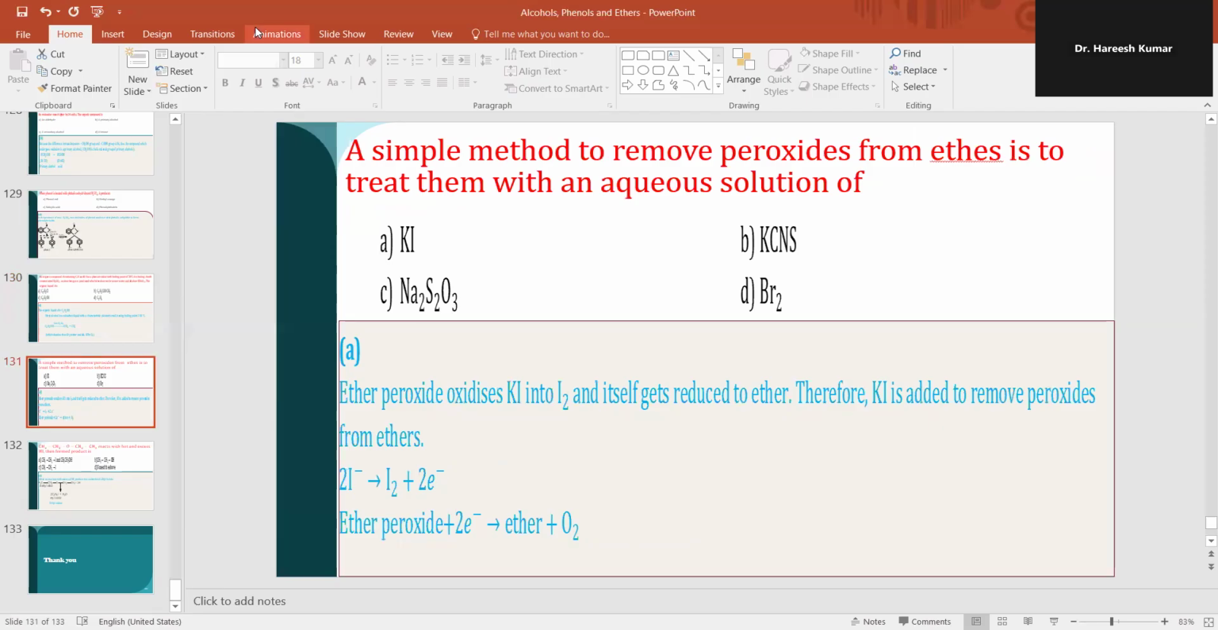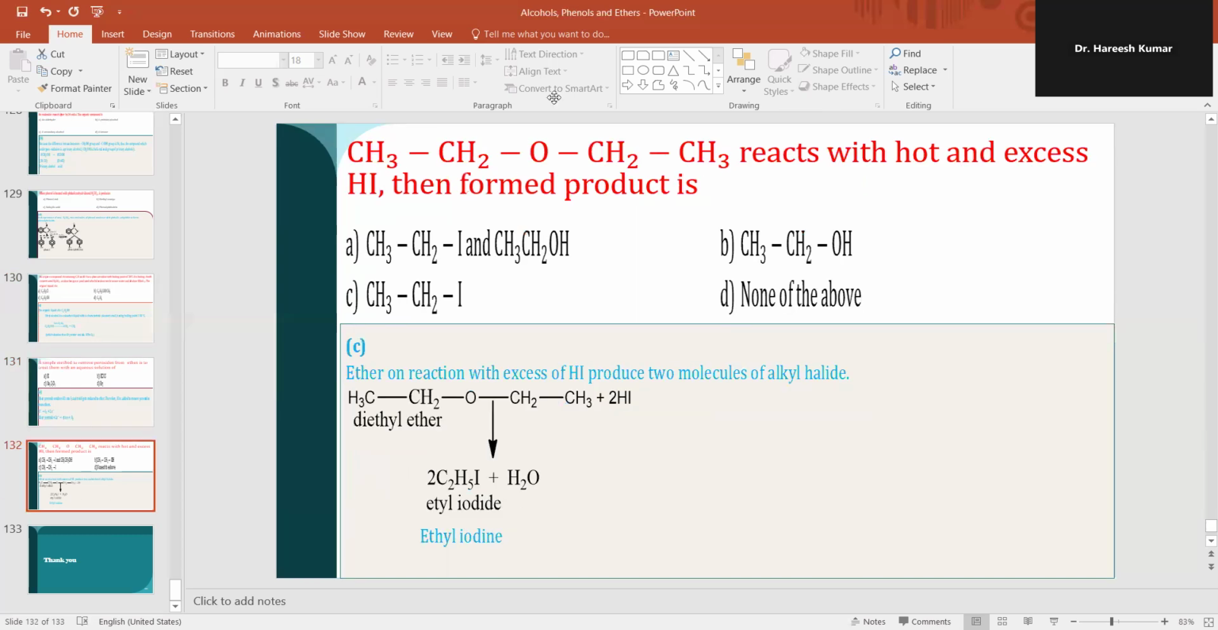Let's take a simple method to remove peroxides from ethers: treat with an aqueous solution of potassium iodide. Why? Because iodide I minus can give iodine and 2 electrons. These 2 electrons react with the peroxide, giving rise to ether and oxygen. Let's take another question. So this is an ether.